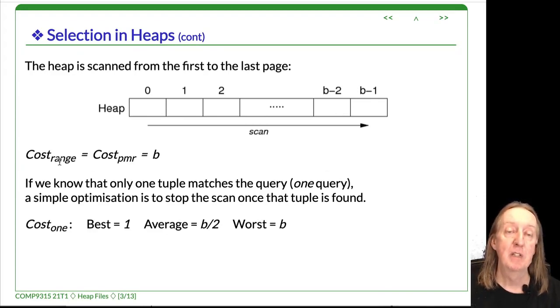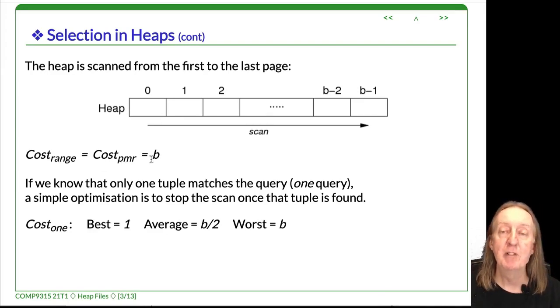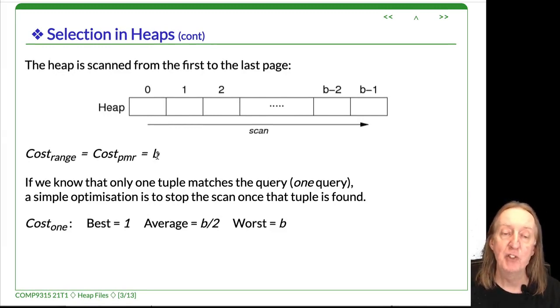Alright, the cost of doing a range query is going to be B. Cost of doing a partial match retrieval query is going to be B. In other words, read all of the pages.